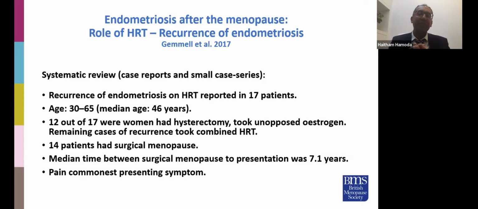But what you could take from these figures is that the overarching thing you see with these reports is that the majority of cases are people who have had a hysterectomy and ended up taking estrogen-only HRT. So that is the commonest association that you find in all these reports. And also, it happens a good few years after HRT is started. Its average is over 7 years. And if you ask how people present, pain is the commonest presenting symptom in this situation. Next slide, please.